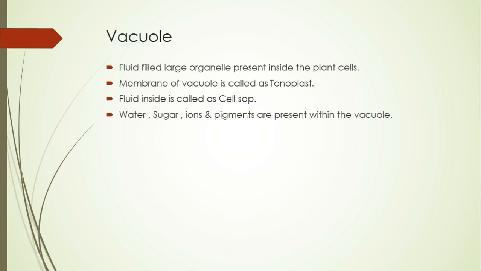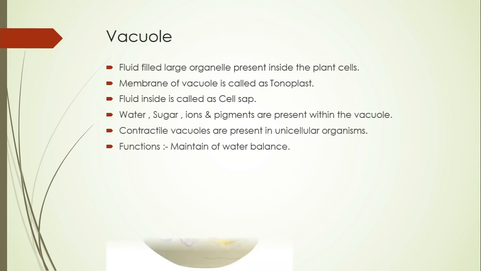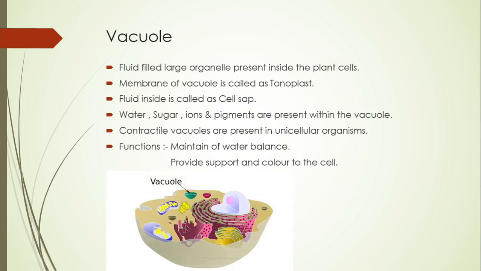Vacuole. Fluid-filled large organelle present inside the plant cells. Membrane of vacuole is called as tonoplast. Fluid inside is called as cell sap. Water, sugar, ions and pigments are present within vacuole. Contractile vacuoles are present in unicellular organisms. Functions are maintenance of water balance, provide support and color to the cell.